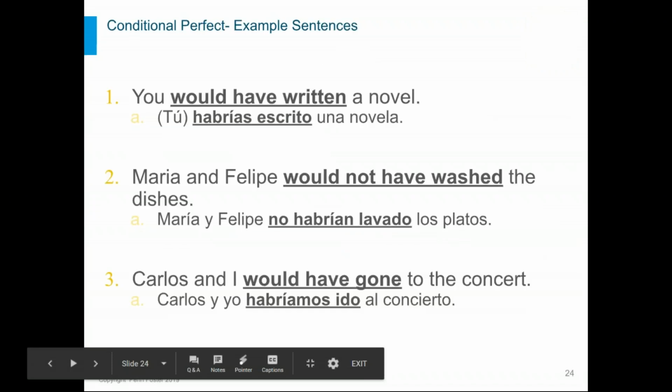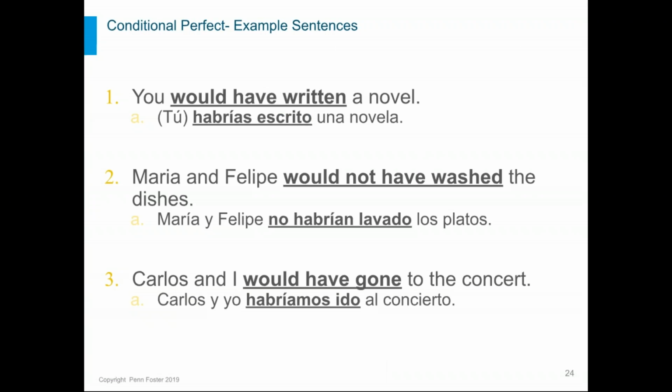And here we see a few example sentences. You would have written a novel. I don't know if you had the chance or if it was required. In this case, escrito is an irregular past participle. It does not end in ado or ido. Tú habrías escrito comes from that list we started this topic with, about 8 or so irregulars. And the second and third are both regular past participles. Lavado, coming from the verb lavar, to wash. Maria and Felipe would not have washed the dishes, maybe if they weren't asked to.